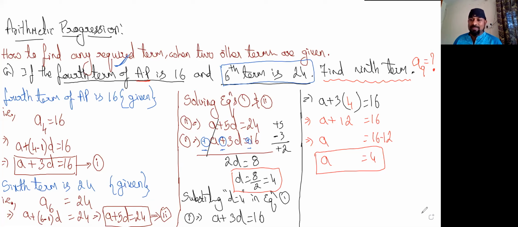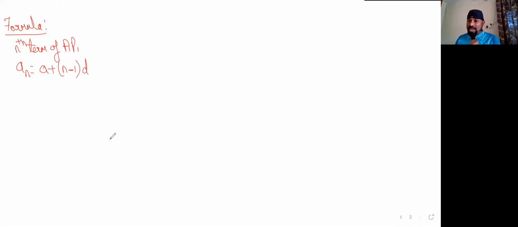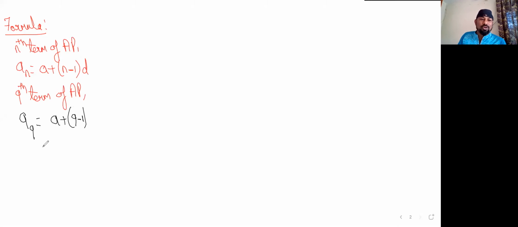So for the sake of the ninth term, let's write the formula here. Just now I said, you know the nth term formula. The nth term of an AP, as you all know, is AN is equal to A plus N minus 1 into D. This is the formula I gave in the last topic. We need the ninth term of the AP, so we write it as A9, which is nothing but A plus 9 minus 1 into D, which equals A plus 8D.